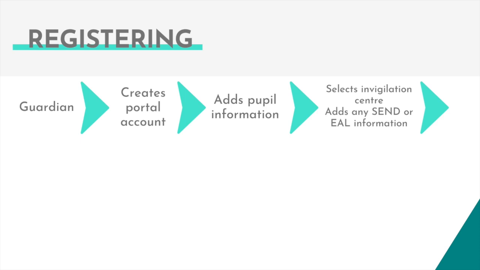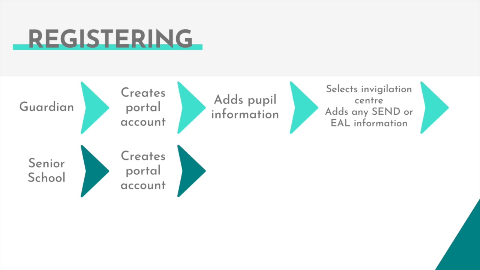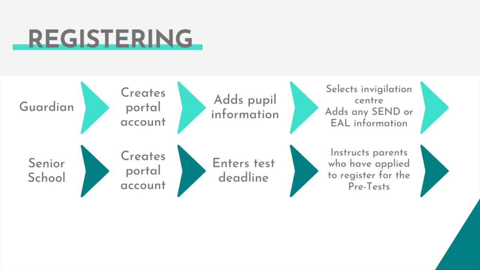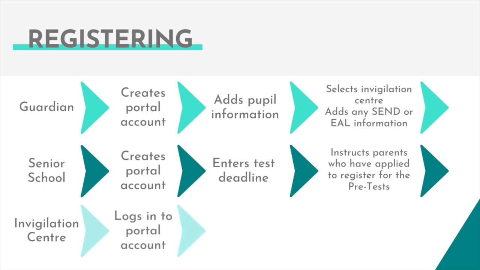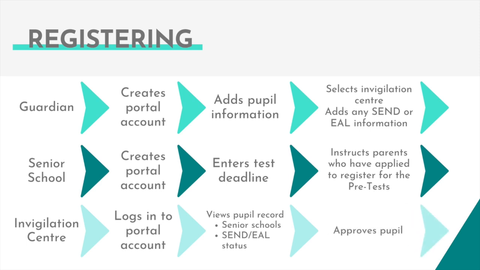At the same time, the senior school has created their account and they've entered their deadline that they need to see the tests for, and that will be relevant to you later in this presentation. And they ask the parents to go and sign up on the Guardian portal. Meanwhile, you should now have received your welcome email, but once you've logged in, you will be able to see the records of all the applicants that have requested to sit the test with you. You can approve them or you can decline them.